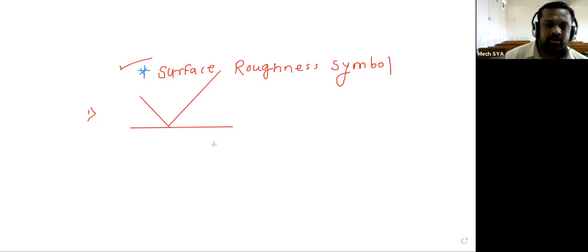Okay, now see, this is the first surface roughness symbol. Suppose this is our surface. See here, there is one short line. Consider it like this. In this symbol there is one simple short line, and again here one big line is there.